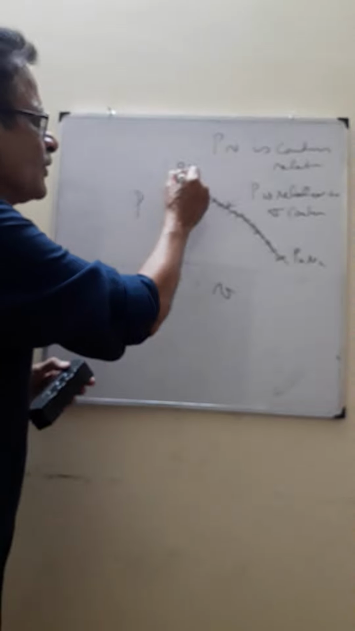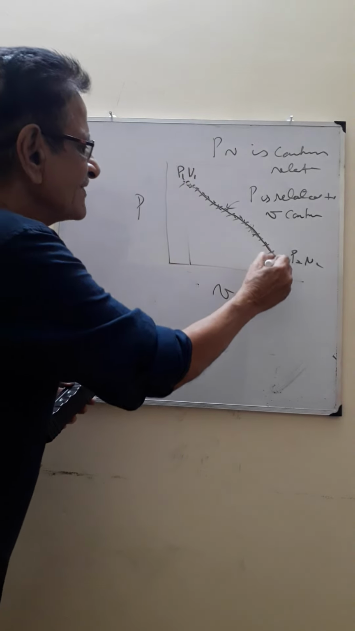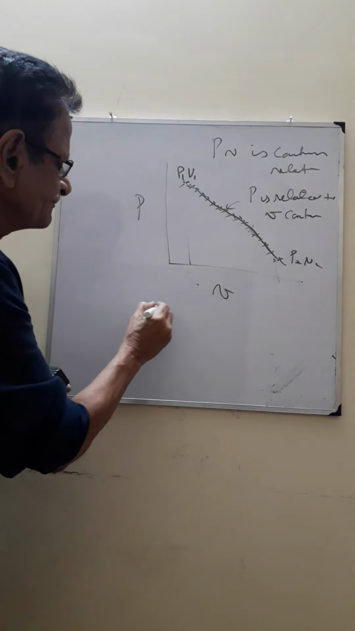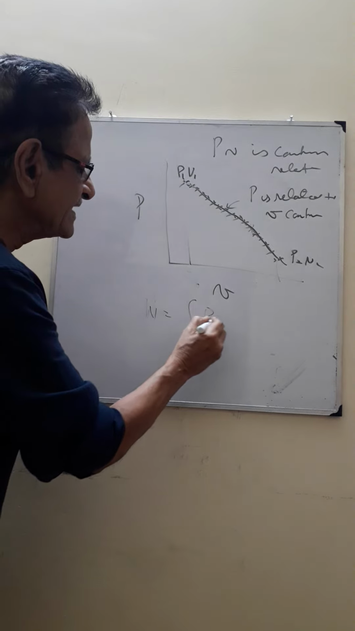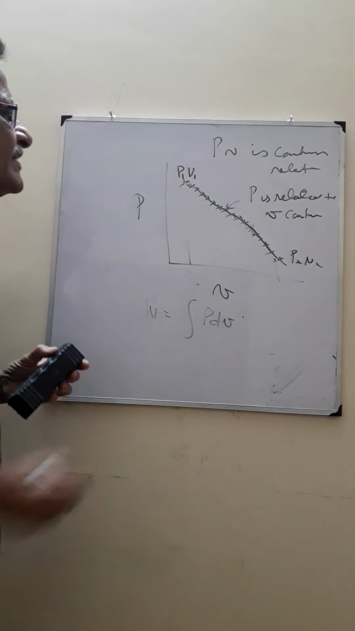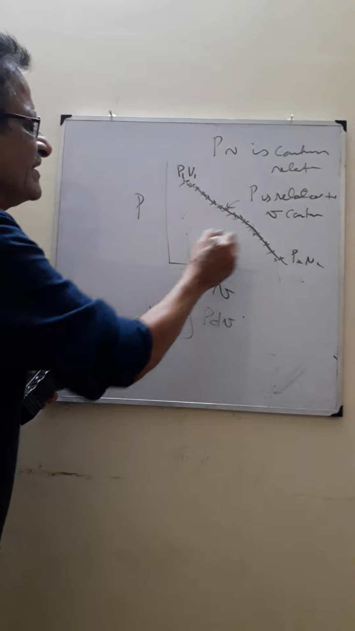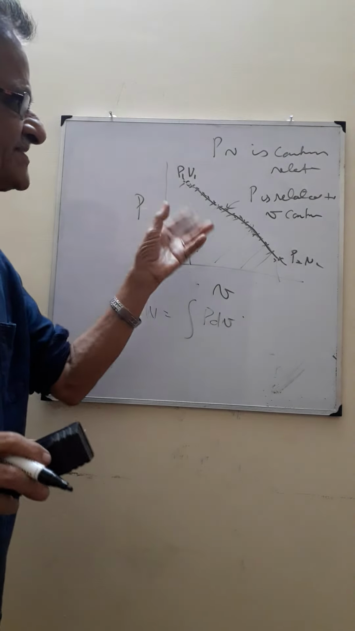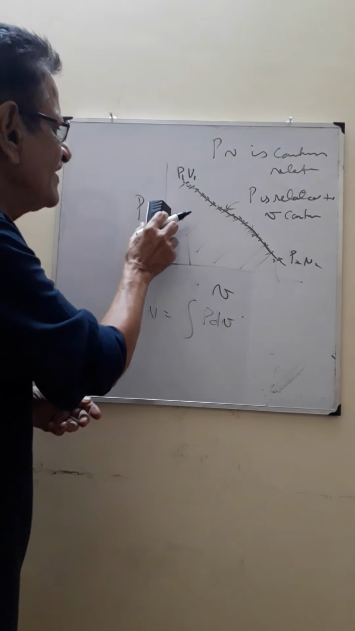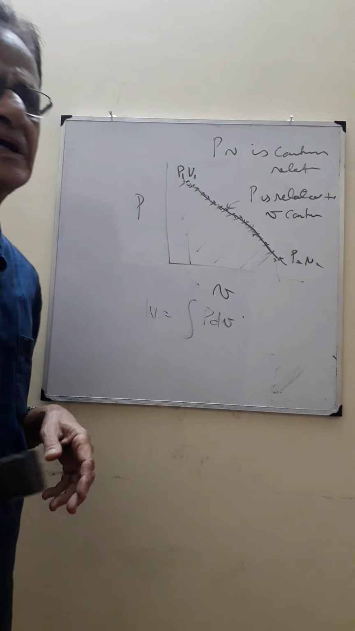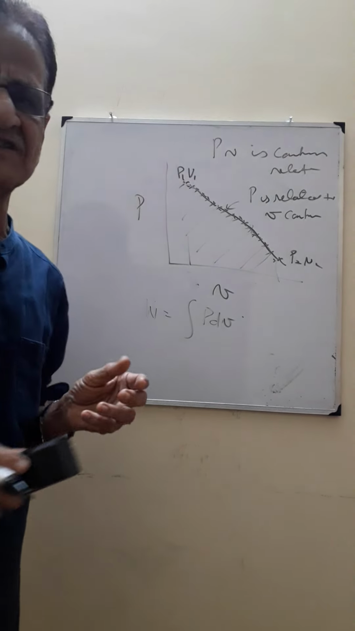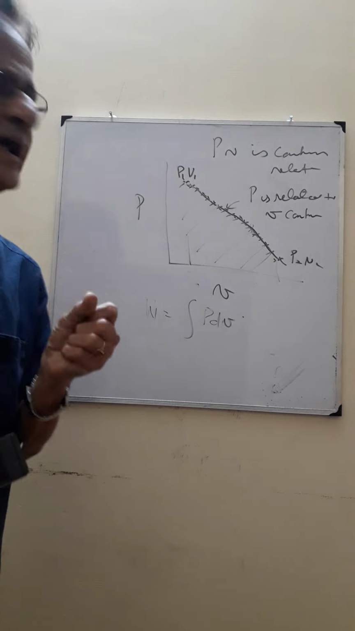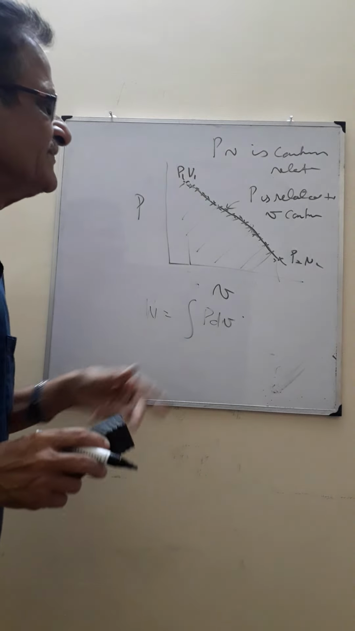I can now find out the work under this curve as W equal to integral P dV. So, the area under this curve. Integration can be used only for continuous functions. Pressure and volume are continuous functions here. For every value of pressure, there is a corresponding value of volume. Therefore, pressure and volume are continuous functions, and integration can be done only for continuous functions. W equal to integral P dV.